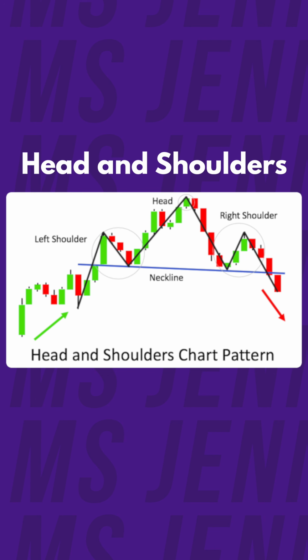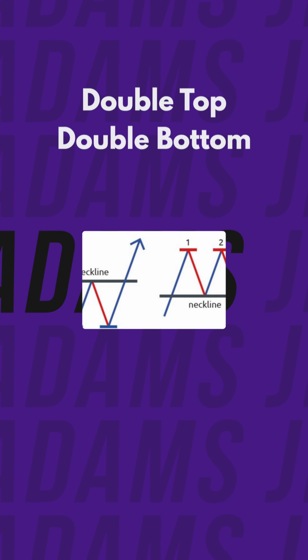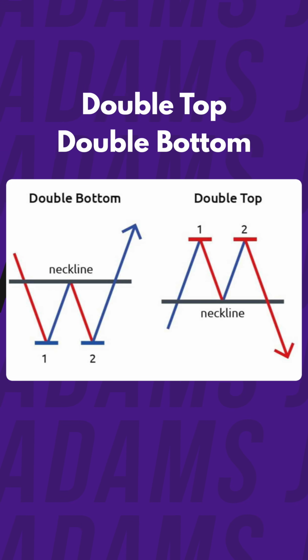First one, head and shoulders, our favorite. It consists of three peaks. The middle one, which is higher than the two others, is the head, and the lower ones are shoulders. So it usually shows the reversal of the uptrend. Second, double top and double bottom. Double top shows us two peaks, higher and near each other, and of course downward trend reversal.